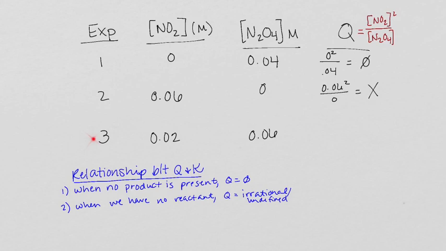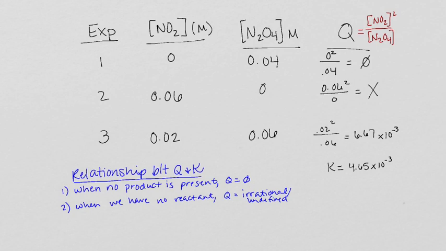Now we're at our third scenario here, where we have some product formed and we still have some reactant left. So if we were to write our Q for this, it would be 0.02 squared divided by 0.06, and we get 6.67 times 10 to the negative 3. So let's compare that to our K value. Our K value for this reaction is 4.65 times 10 to the negative 3.